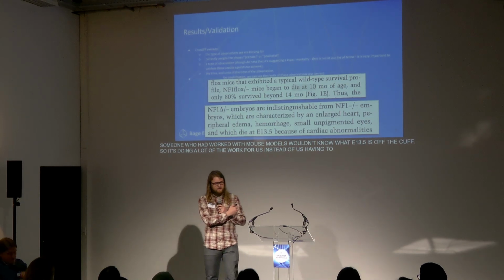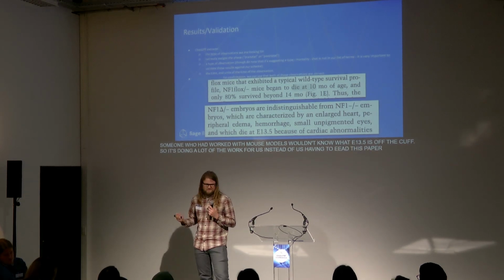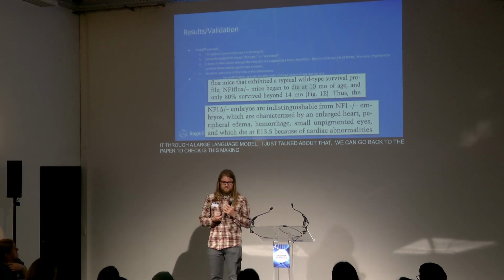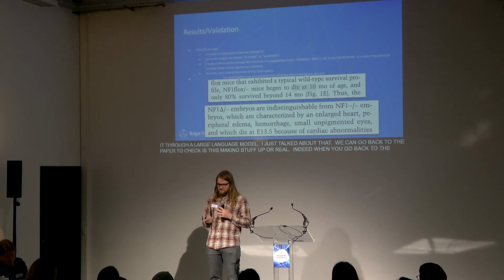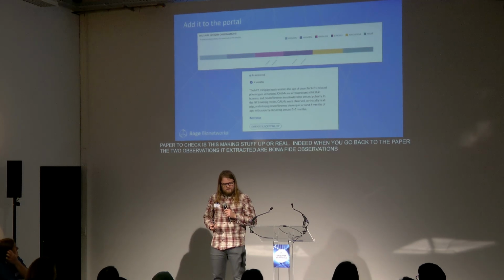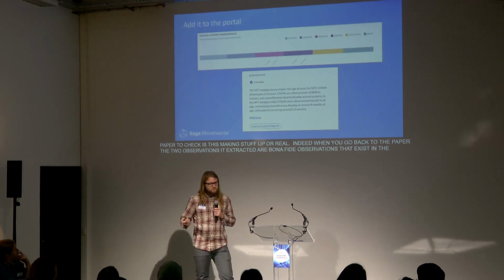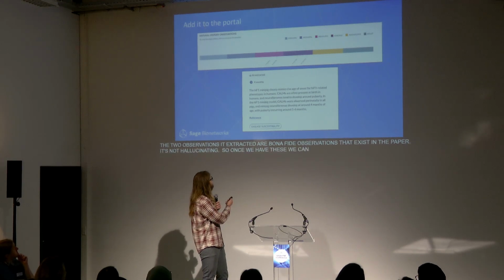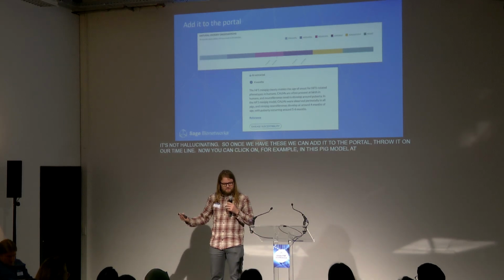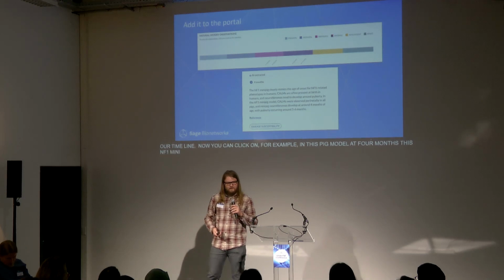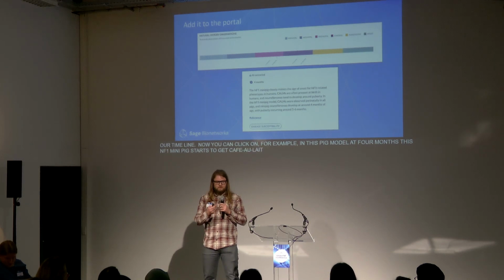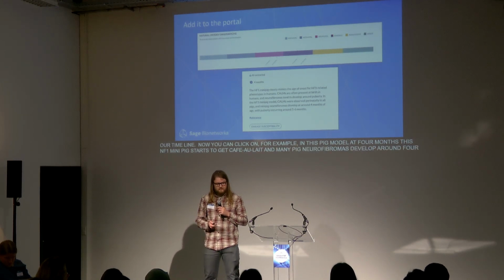We can go back to the paper for confirmation just to check, is it making stuff up or is this real? And indeed, when you go back to the paper, these two observations that it extracted are bona fide observations that actually exist in the paper. It's not hallucinating. And then once we have these, we can add them to the portal, we can throw them on our timeline, and so now you can click on, for example, in this pig model, at 4 months, this NF1 mini pig starts to get cafe au lait macules, and mini pig neurofibromas develop around 4 months of age. And so we can start to assign this information to this natural history timeline.